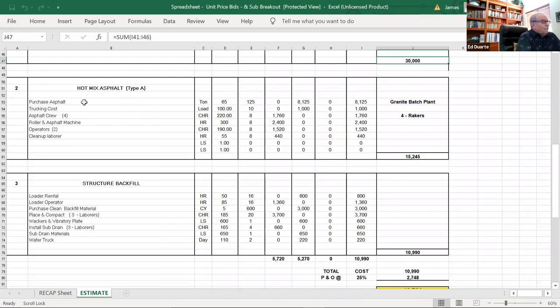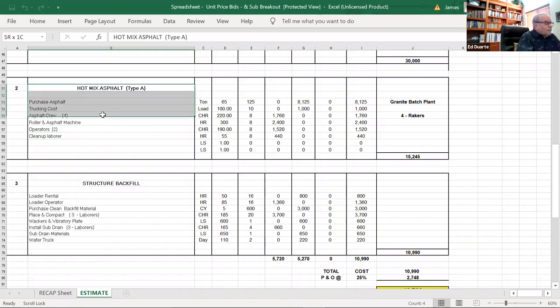So let's say this is my paving subcontractor. Their typical to-do list could be the following: purchase the asphalt, trucking cost, the asphalt crew, the rollers and the asphalt machine, the operators, and the cleanup labor. Now, it can be a lot more complicated than that. It can be as simple as that. It's whatever you as a subcontractor feel you need to describe here to cover the assembling and completion of the work and account for all the costs. So obviously this category of hot mix asphalt can be larger. It's never going to be smaller than what I'm showing, but it can certainly be larger. And again, per ton, per load, per crew hour, per hour, lump sum.